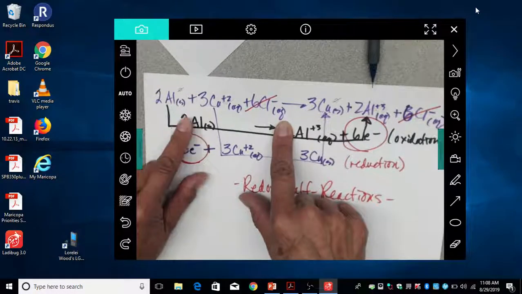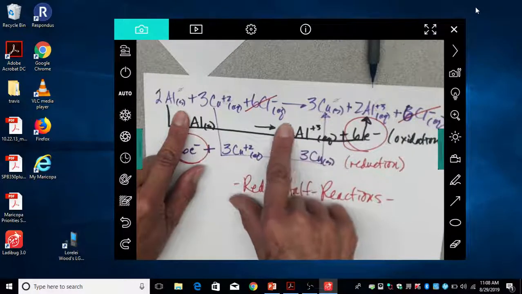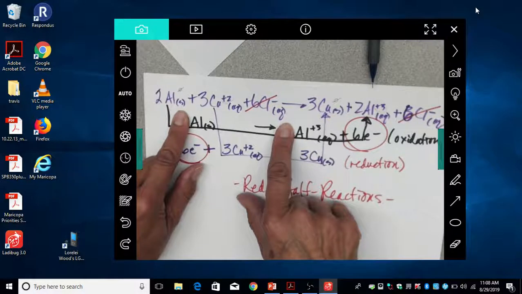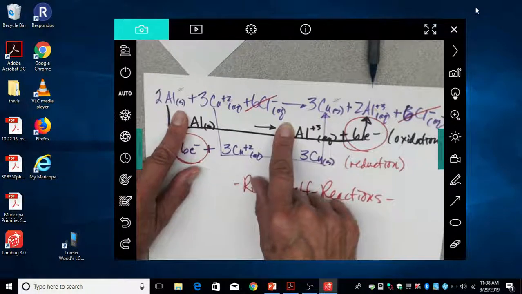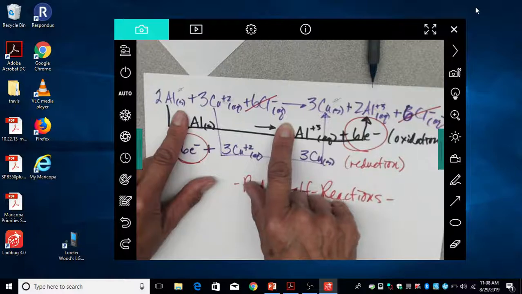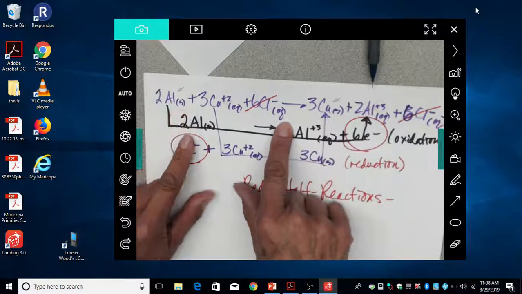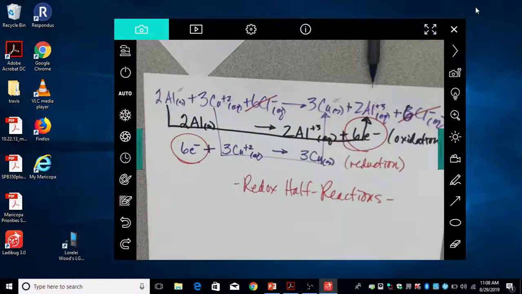So what did this aluminum atom have to do to become that aluminum ion? It had to lose 3 electrons. So a single piece of aluminum has to lose 3 electrons, and it loses them all at once. It doesn't lose them one at a time. But if I had 2 pieces of aluminum, each of which will lose 3 electrons, how many total electrons will I lose? 6, because it's 2. Yep.